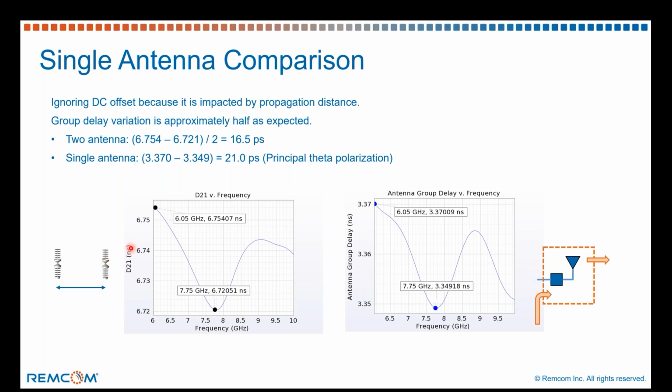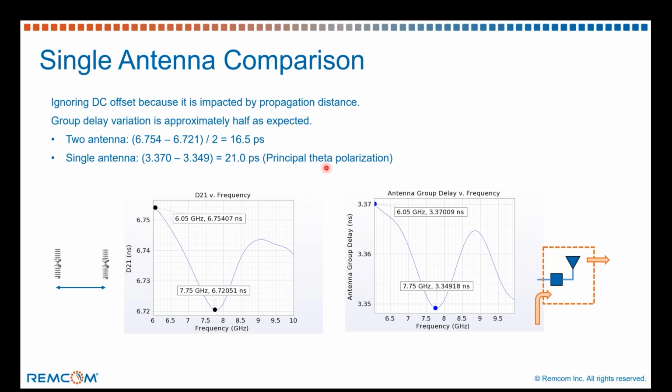And primarily what we're interested in instead is the variation from the maximum to the minimum. In this case on the left, we have 2 antennas. So we'll take this variation, divide it by 2, and that gives us roughly 16.5 picoseconds. And then if we do the same thing on the right, we can take the maximum and the minimum, just subtract them directly because there's only a single antenna, and that gives us 21 picoseconds.